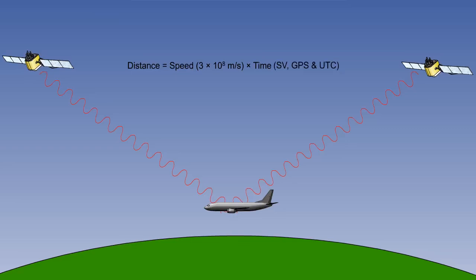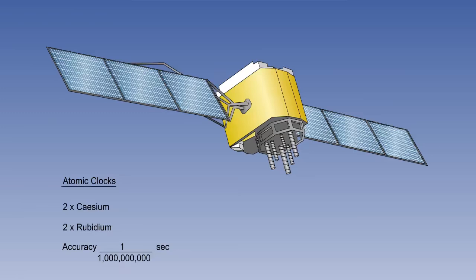Time is computed in three separate timing references. These are SV time, GPS time, and UTC. SV time is the time maintained by each satellite. Each satellite contains 4 atomic clocks, 2 cesium and 2 rubidium, which control the satellite's transmission accuracy better than 1 nanosecond or 1,000 millionth or 1 billionth of a second.